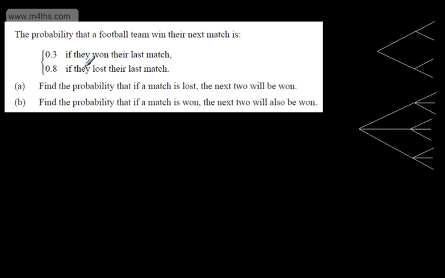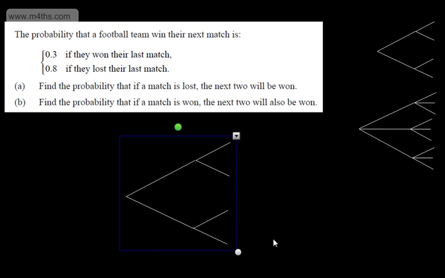Okay, this is slightly different. In part B, we ask to find the probability that if a match is won, the next 2 will be won. So what we need to do is slightly change this, because what we've got here now is for a probability where something is given as a result of a previous outcome.